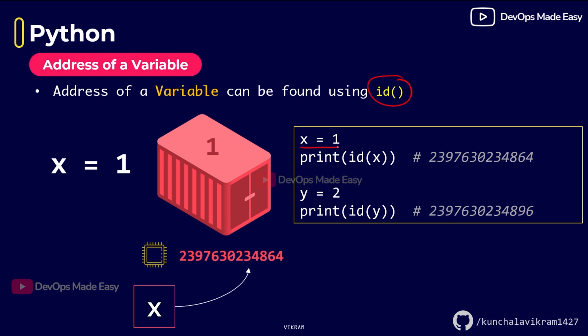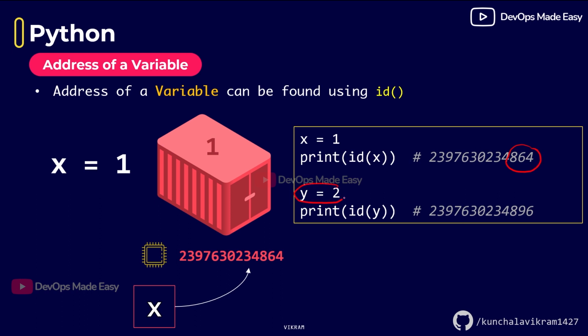Now let's say x is equal to 1. So x is now holding the value 1. I want to see the address of this x, so I can just use id, and inside the brackets pass the variable name, which is x. So now I am going to get this value, which is basically the memory address. Here, understand this is 864.